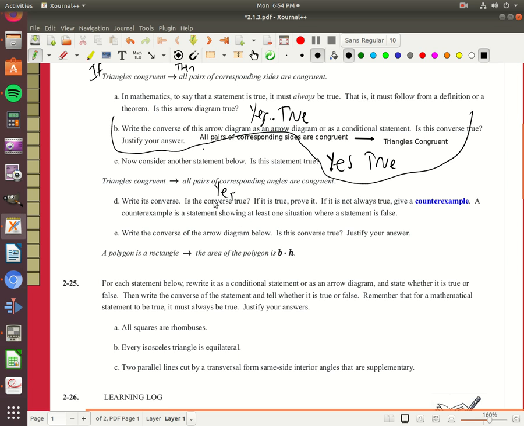Now it says write its converse. Is the converse true? Well, let's write this converse first of all with a little arrow before I forget. Now let's go ahead and type this up. We're going to say all pairs of corresponding angles are congruent. That went real well.